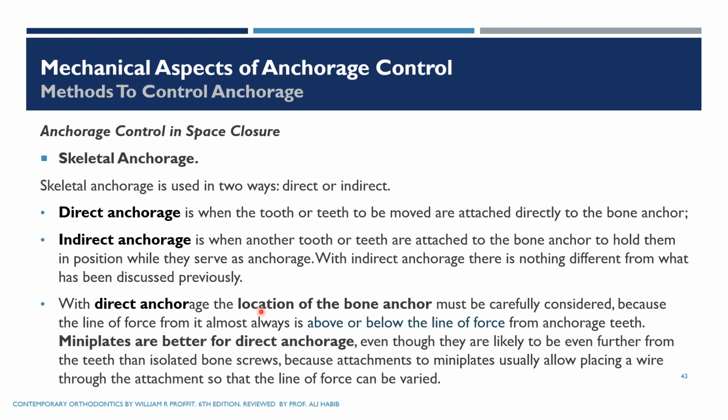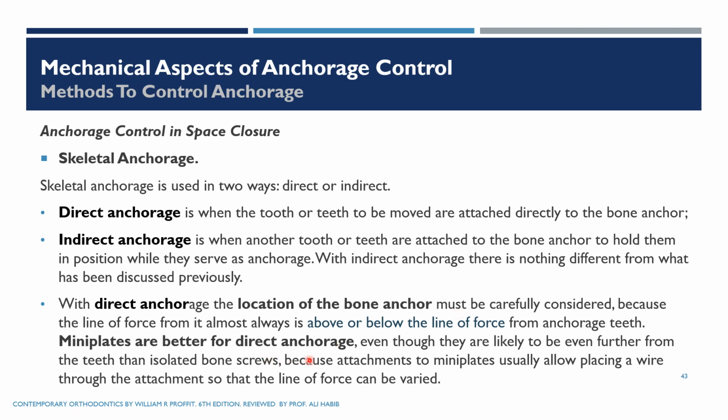With direct anchorage, the location of the bone anchor must be carefully considered. Why? Because the line of force from it almost always is above or below the line of force from the anchorage teeth. So either you place it above or below the anchorage teeth. So you have to be careful here. Why? Because you want to make sure that the line of action of the force goes through the center of resistance to allow bodily movement.